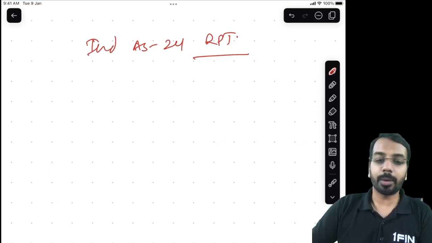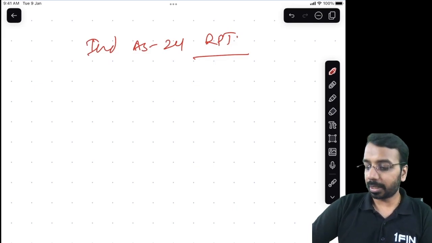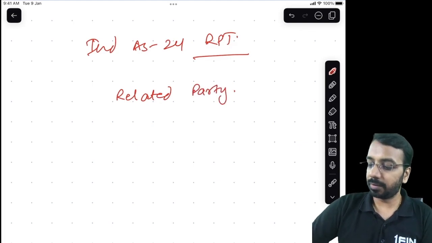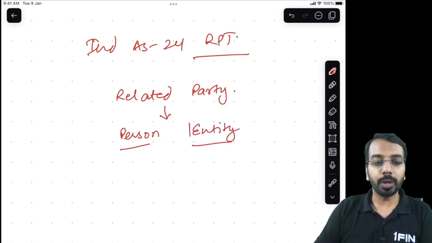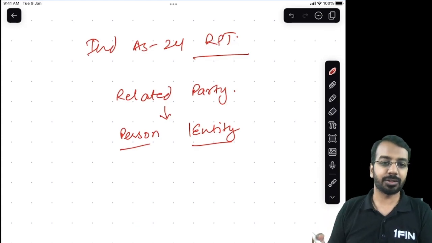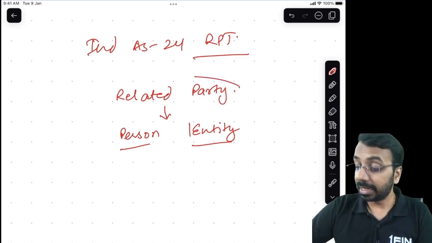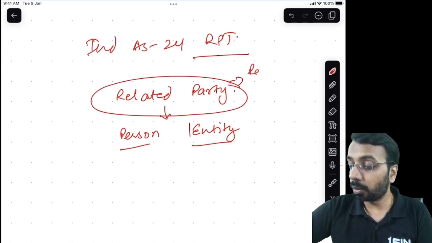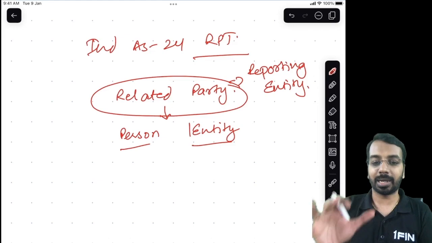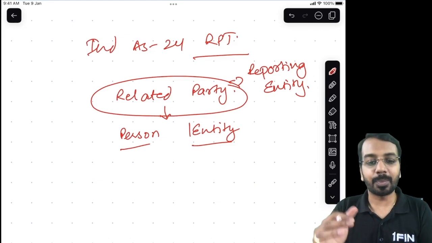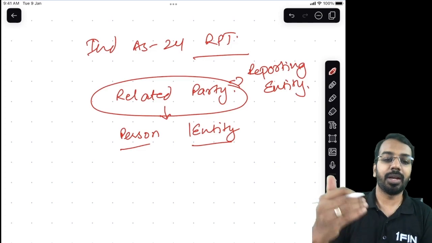Now when we talk about a related party in the context of Ind AS 24, we have either a person or an entity. So it can be a person or it can be an entity who is a related party, meaning there is some kind of relationship, but related party of whom? Related party of the reporting entity. So it is very important for us to understand this standard, and we'll be doing it using some kind of diagrammatic representation that will help us understand what is the type of relationship we are talking about.